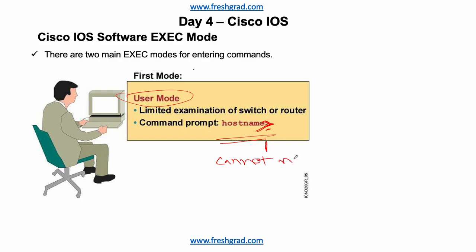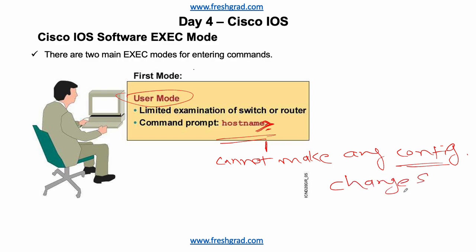You cannot make any configuration changes. So if you are on user mode, you can't make any configuration changes. This is why it's very important to understand that you are in the config mode or on the privilege mode when you want to change your configuration.